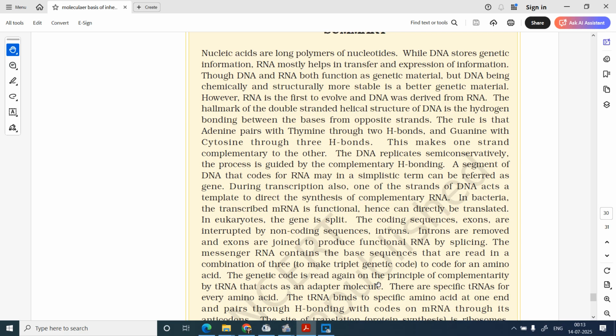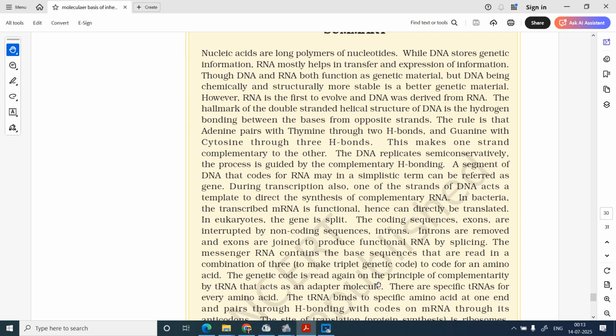The hallmark of the double-stranded helical structure of DNA is the hydrogen bonding between the bases from opposite strands. The rule is that adenine pairs with thymine through 2 hydrogen bonds and guanine with cytosine through 3 hydrogen bonds. This makes one strand complementary to the other. The DNA replicates semi-conservatively. The process is guided by the complementary hydrogen bonding.